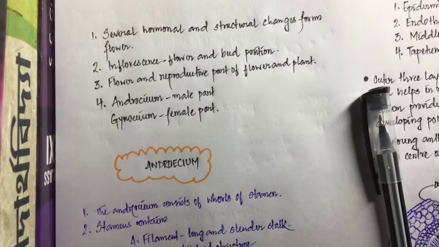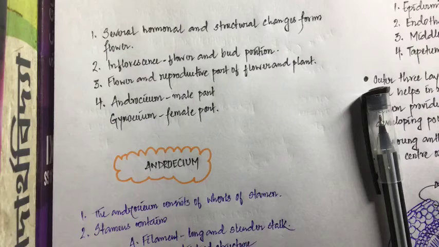In case of plants, the sexual reproductive part of the plant is the flower. Okay, so several hormones and structural changes inside the plant's body result in the formation of this flower. Okay, now what is inflorescence? Inflorescence means the position of the flower and the position of the flower bud.